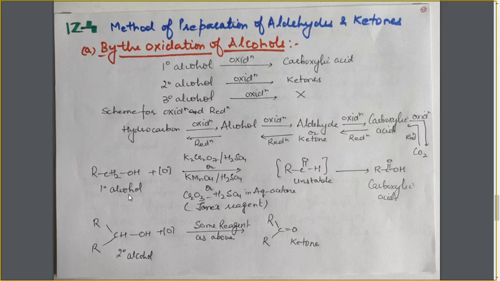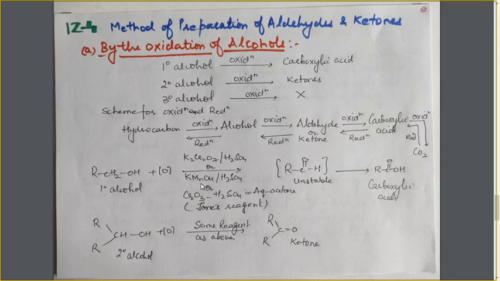For the oxidation, we will use an oxidizing agent. If we use 1 degree alcohol, then we will get the carboxylic acid as the product, and if we use 2 degree alcohol, we will get the ketone. So in this case, we are getting carboxylic acid instead of aldehyde. Why is this so? The different oxidizing agents useful for this process are K2Cr2O7 with H2SO4, that is acidified potassium dichromate.